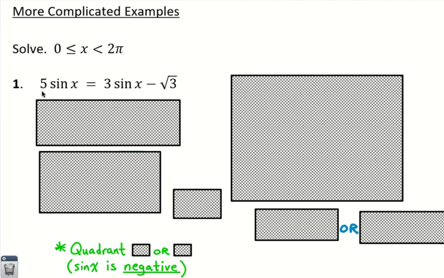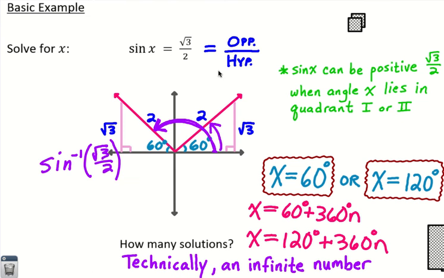But here, looking at this first example, 5 times the sine of x equals 3 times the sine of x minus root 3. The first thing we're going to have to do is get the sine of x's together and basically get the sine of x by itself. Once you get the sine of x by itself, or the cosine of whatever, or the tangent of whatever by itself, that's when you can pretty much draw a picture or just go to your cheat chart.